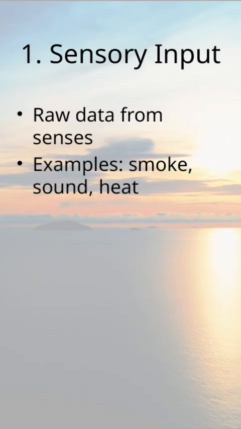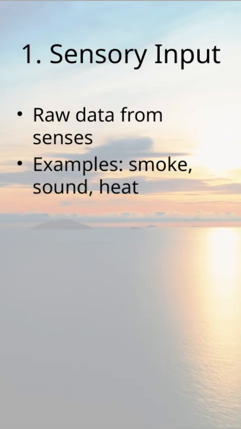Let's start with the raw data our senses gather from the environment. This includes simple yet vital inputs like smoke, sound, and heat. These are the basic pieces of information that our sensory systems detect directly from the world around us. When I mention smoke, for example, it might indicate the presence of fire or danger. Sound can tell us about activity nearby, and heat can give us clues about temperature changes or hot objects.